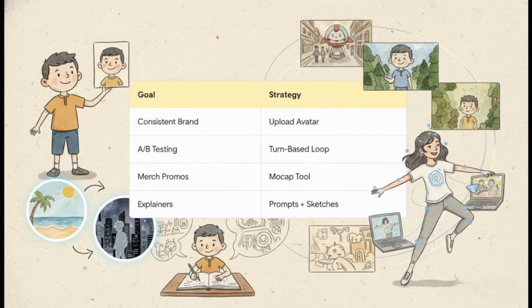Need to do rapid A/B testing? Use that turn-based loop we talked about to instantly swap out a bustling city background for a serene beach background in seconds. For custom merch promos, Omni has an incredibly powerful mocap tool. You can seamlessly place your brand's new logo onto a moving subject's shirt. And for complex educational content, you can actually combine your written prompts with rough storyboard sketches to guarantee the AI hits your exact visual marks perfectly.